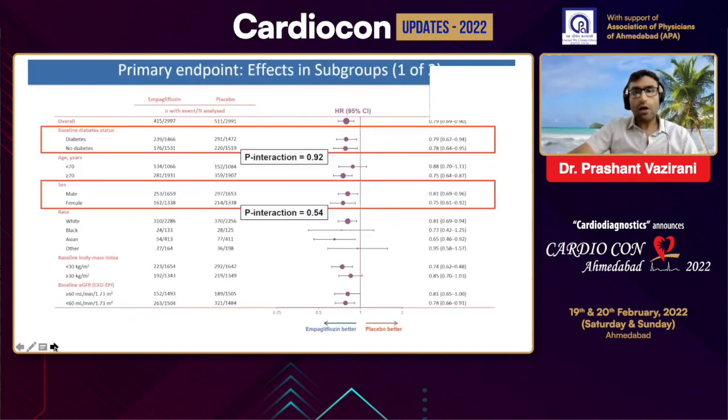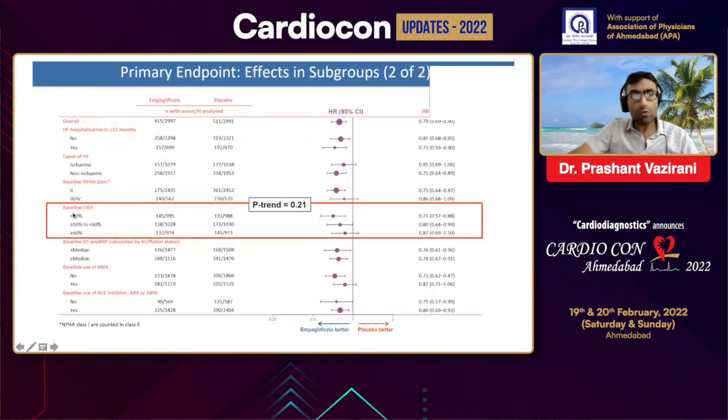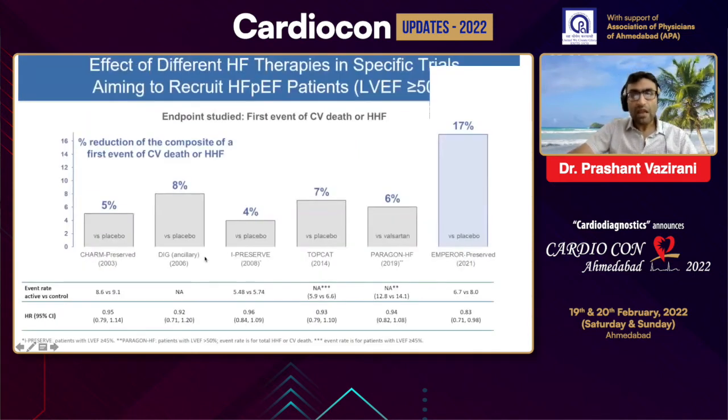If you go to the subgroup analysis, there was no difference between diabetes and non-diabetes, and no gender difference. But what was seen is that if you go on increasing your EF from 50 to 60% across the 3 groups, there was a decremental benefit. So this is slightly disheartening, but this is what we have now. And if you consider the subgroup analysis of patients with EF more than 50%, that is your predominant HFpEF patient in all of these trials, then this is where Emperor Preserved stands out.